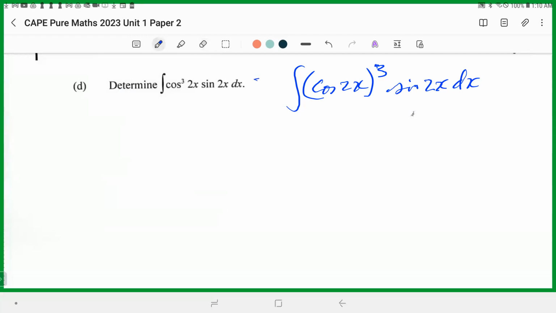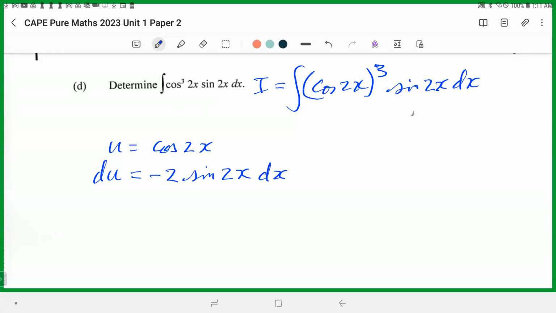Let's just call it I for integral, so we can reference it. Initially, you're going to make the substitution u equals cos 2x. So du: differentiate this side, get du; differentiate cos, get minus sine. You also have to differentiate the 2x and multiply. So you're going to get minus 2 sine 2x dx.